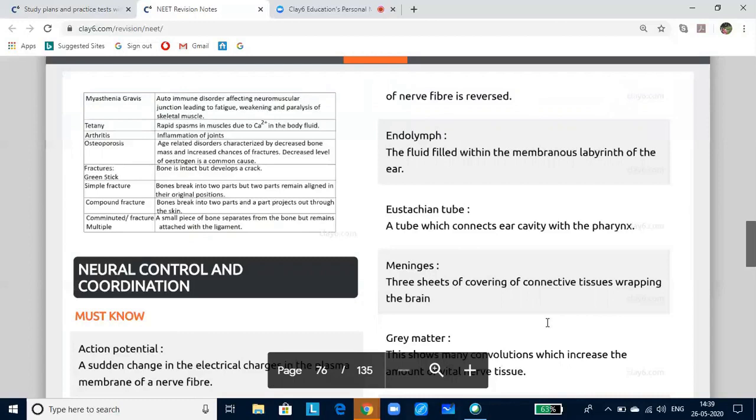and that is because of arthritis. Osteoporosis is an age-old disorder characterized by decreased bone mass and increased chances of fractures. Decreased levels of estrogen is a common cause, and especially when women undergo menopause, osteoporosis sets in, and that is why they have to take a lot of calcium supplements. Now, gout occurs due to inflammation of joints due to accumulation of uric acid crystals.